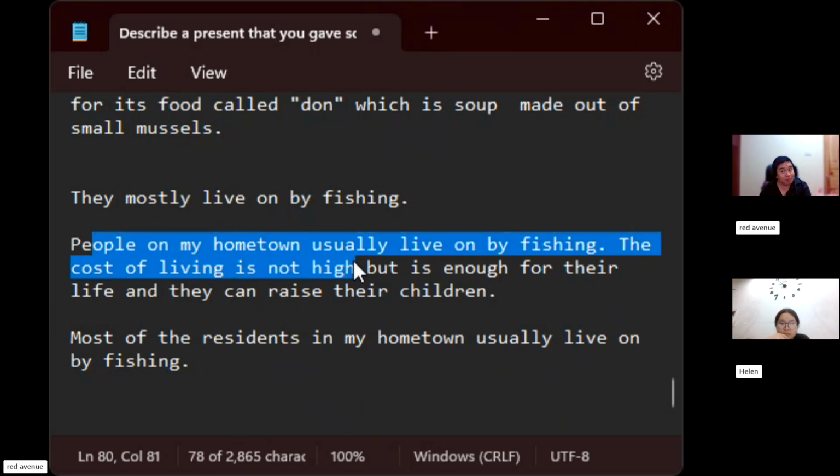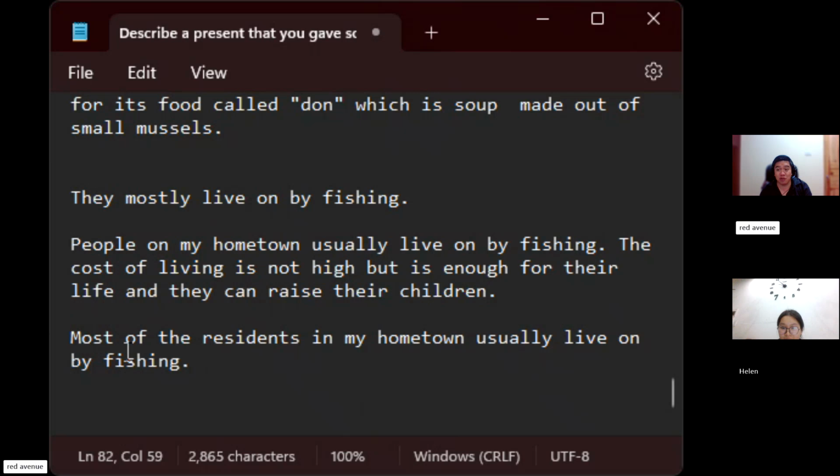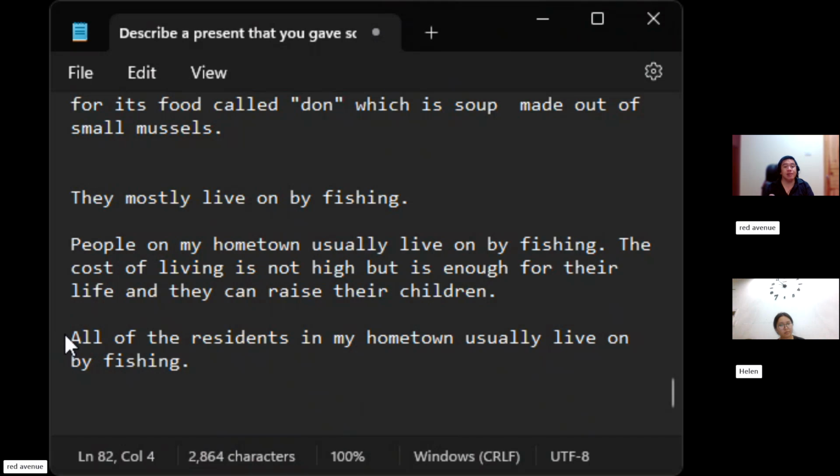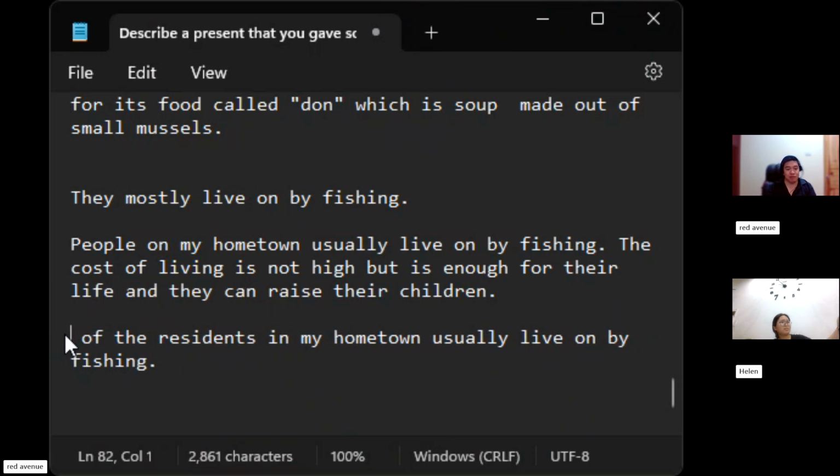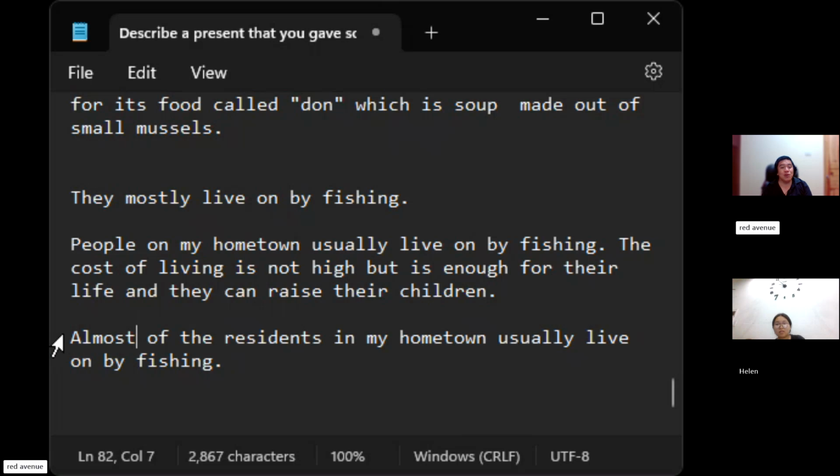So is it all? Ah, so not most. So you can say almost all. Almost all of the residents in my hometown usually live on by fishing, right? Can you ask me again? Sorry for that.